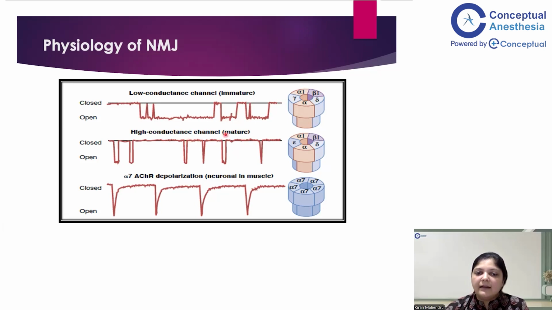Coming to the high conductance or the mature receptors, which are seen in the adults, basically, it consists of 2 alpha units, beta, delta, and epsilon unit, forming a pentamer with a central cation channel. And these are high conductance channels. That means they produce a high amplitude response, but they remain open for a shorter duration of time.